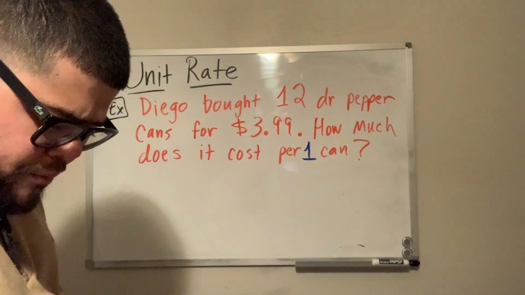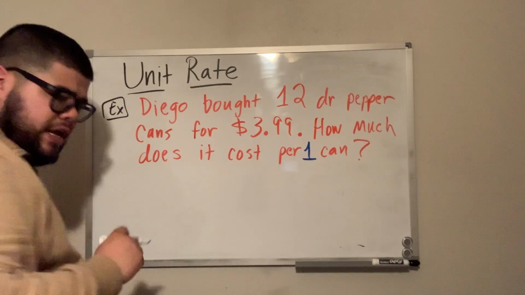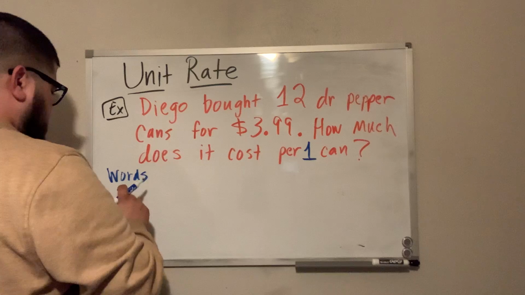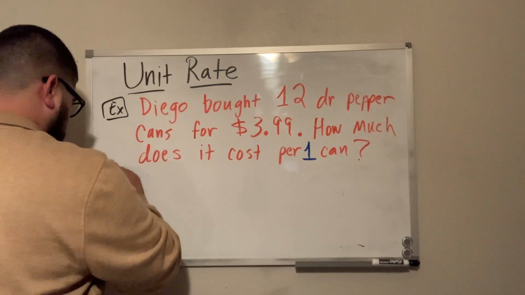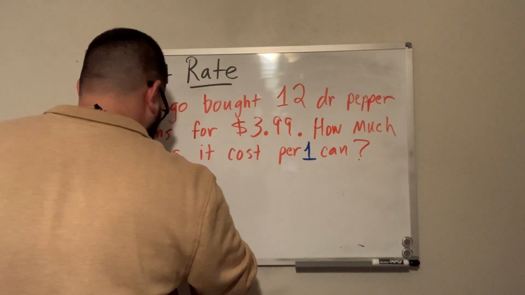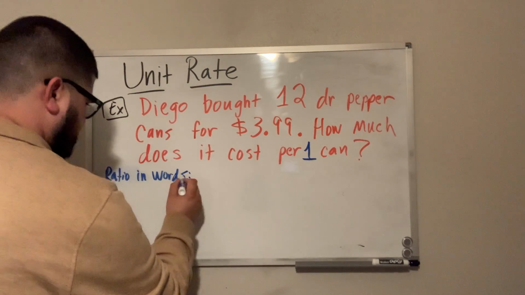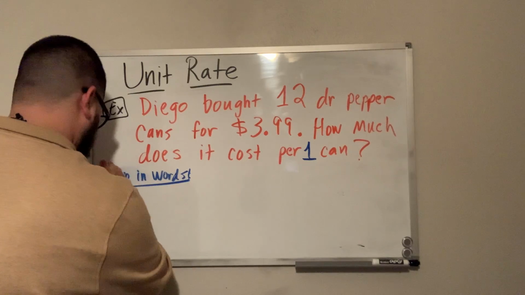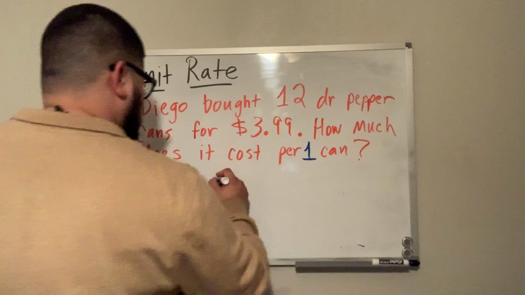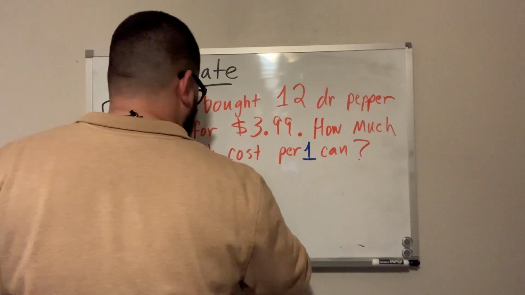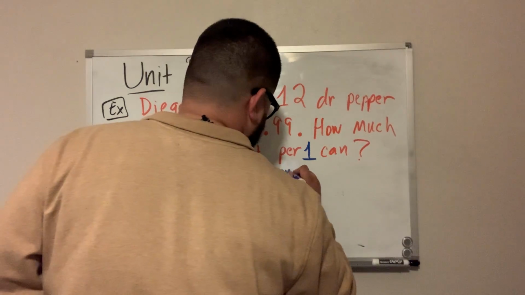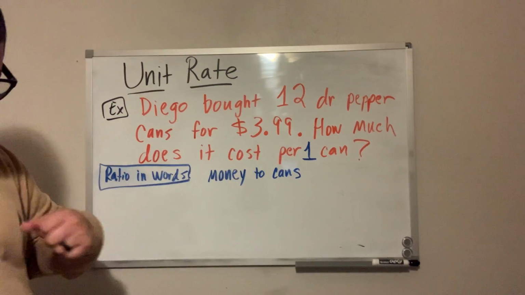Okay, so let's go ahead and put this in words. In words, I'm just going to write words. And actually, let's go ahead and write the whole thing. Ratio in words. The ratio in words would be money to cans. Money to cans.